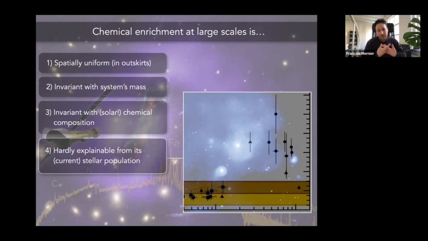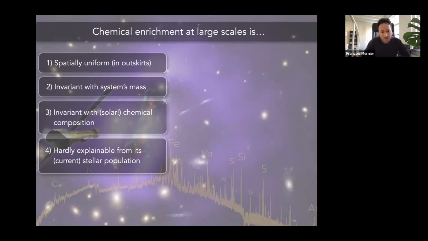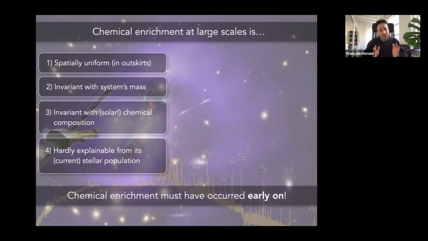And again, this might also point towards a scenario of early enrichment in which the stellar population you see today in clusters has actually very little to do with iron that could have been produced, for example, by a previous generation of stars. So maybe not population 3 stars, but maybe something a little bit in between, much earlier in cosmic history. And so yes, all these indirect hints really point towards the fact that chemical enrichment must have occurred really early on, around redshift 2 or 3.